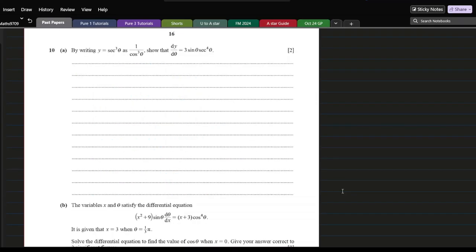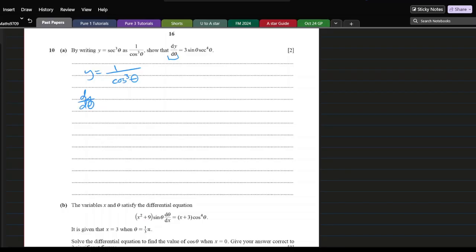Number 10, part A. By writing y equals sec cubed theta as 1 over cos cubed theta, show that dy d theta is equal to 3 sine theta sec 4 theta. Alright, so we're given that y is 1 over cos cubed theta, and we need to find dy d theta. So this is a quotient and we need to differentiate that quotient.